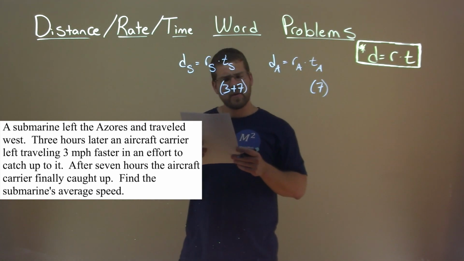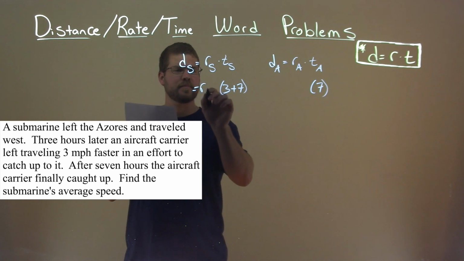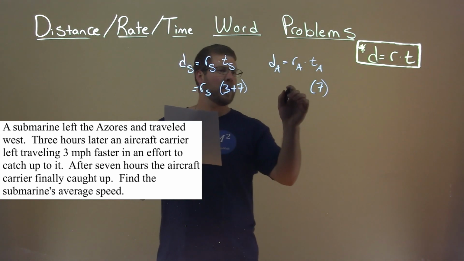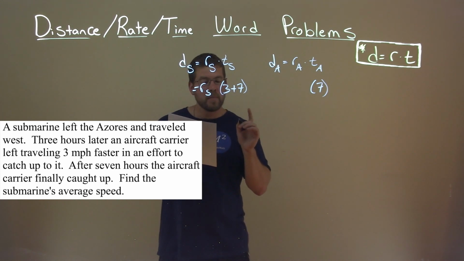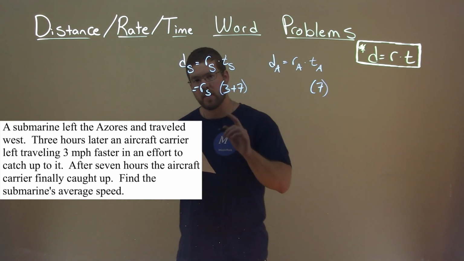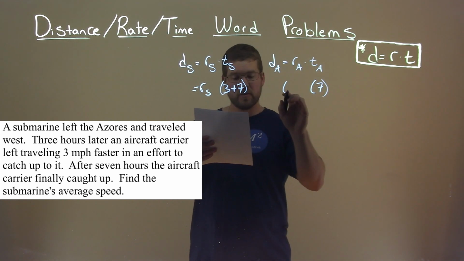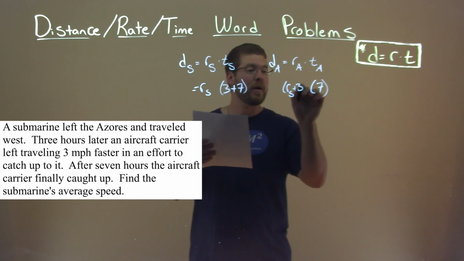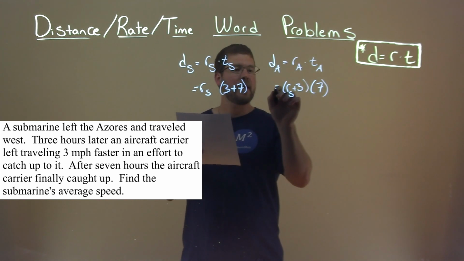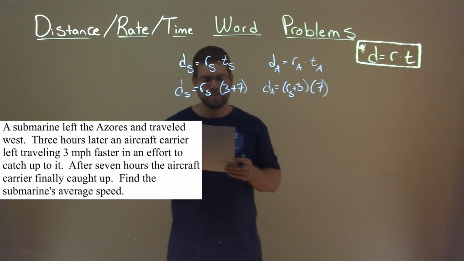Now, they don't really tell us here what the rate of the submarine is. But they tell us something about the aircraft carrier. They say the aircraft carrier was traveling 3 miles per hour faster than the submarine. So the aircraft carrier's rate can be written in terms of the submarine: rate of the submarine plus 3 miles per hour. And that's equal to the distance of the aircraft carrier and distance of the submarine.